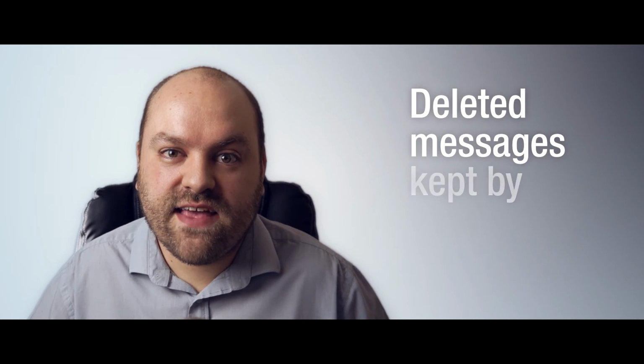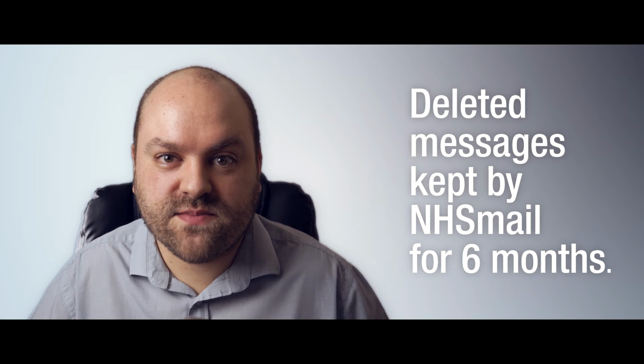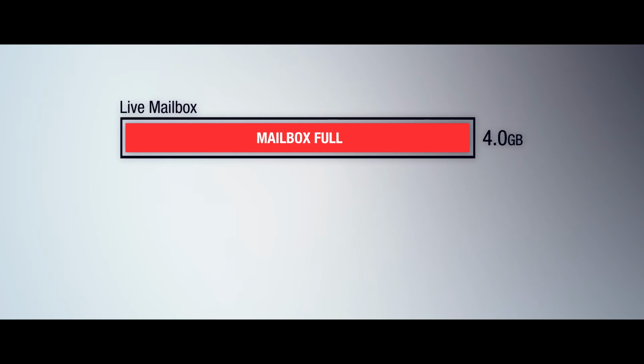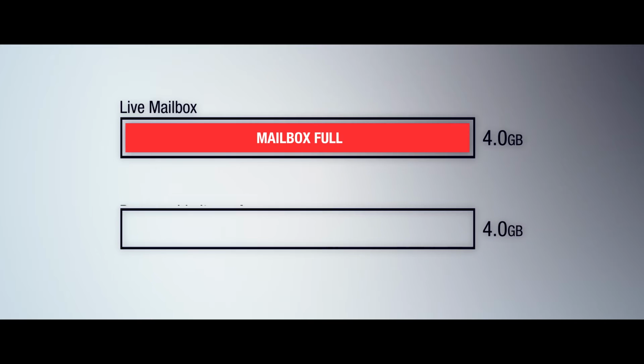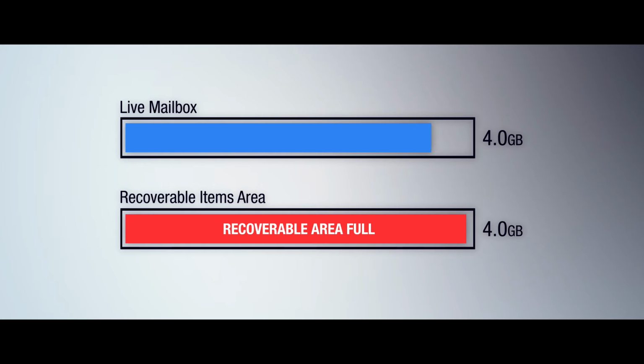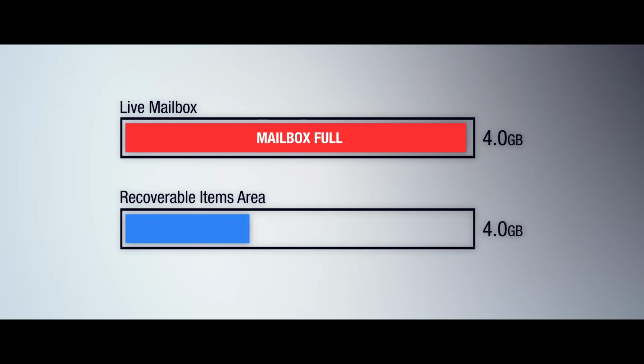When messages are deleted from your Deleted Items folder, they're kept for a further 6 months in a dumpster, otherwise known as Recoverable Items area. This area has a fixed size limit that's the same as your mailbox capacity. It's possible that by bulk deleting messages, this area can become full, preventing you from deleting any further messages from your live account until 6 months has elapsed on the older deleted messages. This could become a problem if you need to delete more messages from your live account to free up space to send and receive new messages.